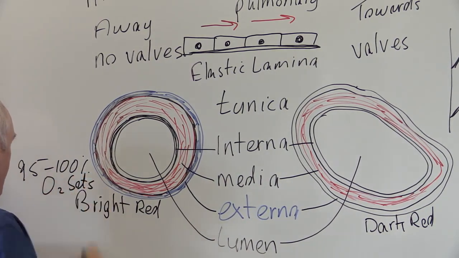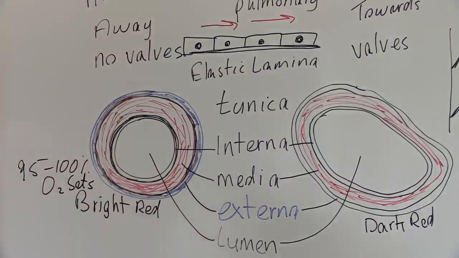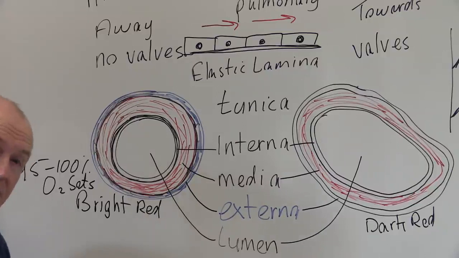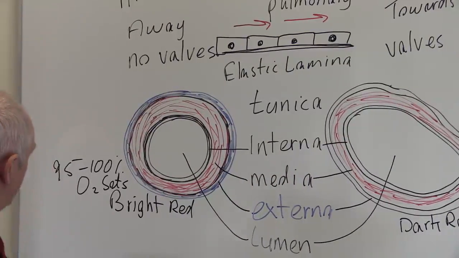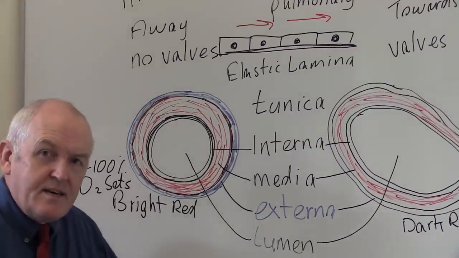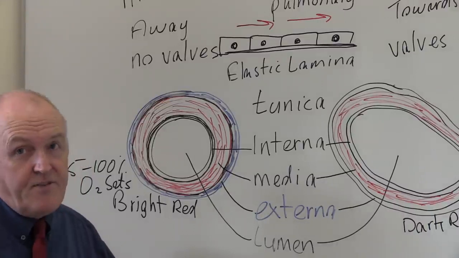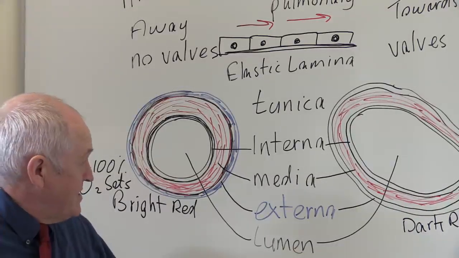If the blood is 100% saturated with oxygen, that would mean that all of the hemoglobin molecules are full of oxygen. If the blood is only 95% saturated, that would mean that only 95% of the hemoglobin molecules are saturated with oxygen.